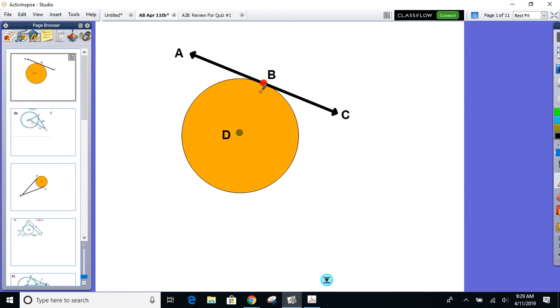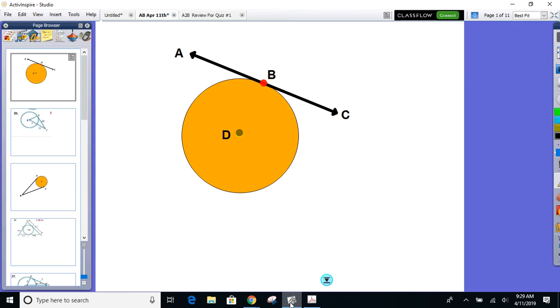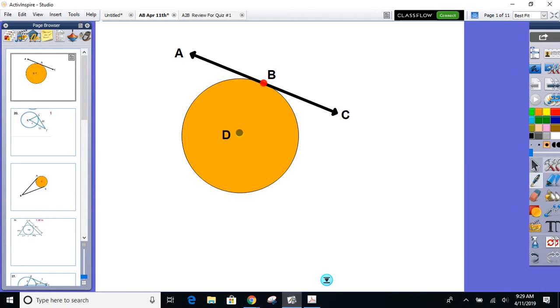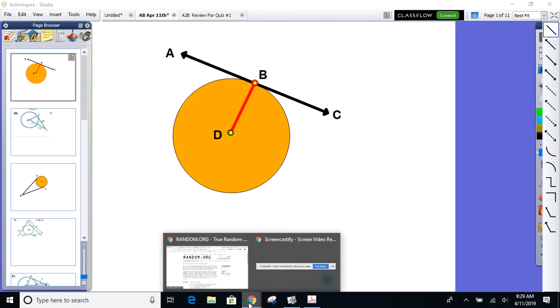What is point B called? The spot where it touches the circle. Point B, what's it called? Point of tangency. We're all good there. All right, everyone watch what I'm about to do. I'm going to connect D to B, a radius drawn to the point of tangency.